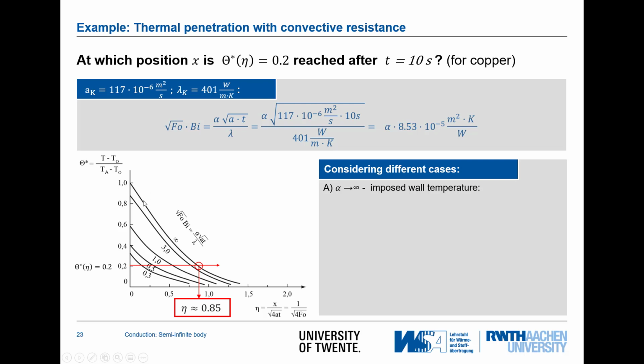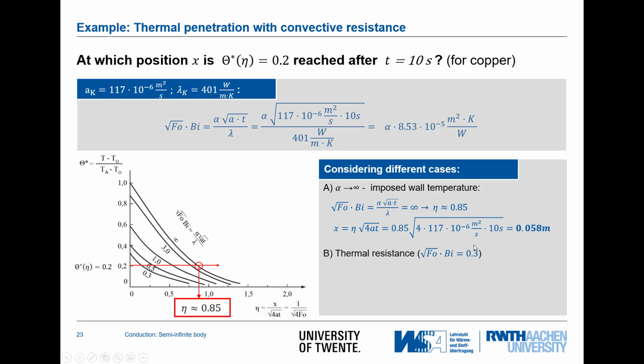For this, we can now look into our diagram and see that this curve here intersects with the value of 0.2 at a location eta approximately equal to 0.85. With this value, we can directly calculate the penetration depth, which is now equal to 0.058 meters, so 5.8 centimeters.